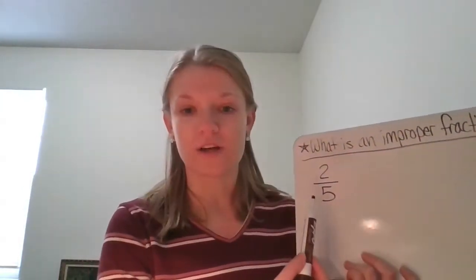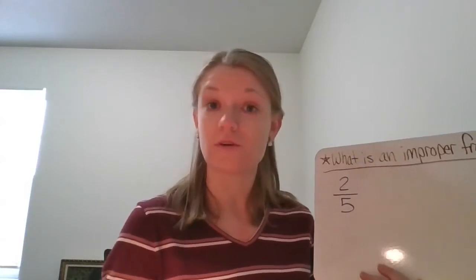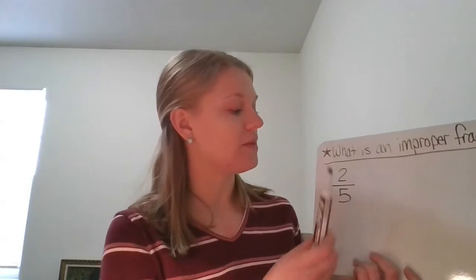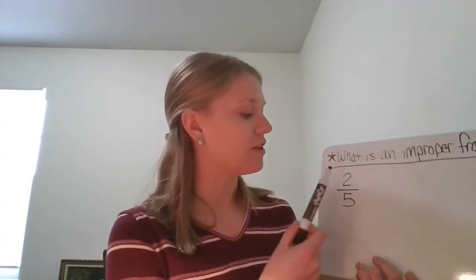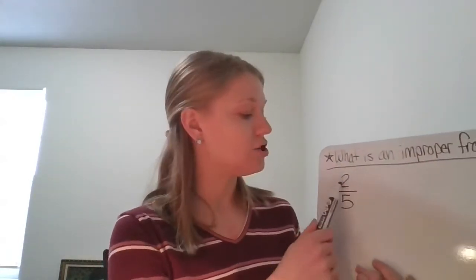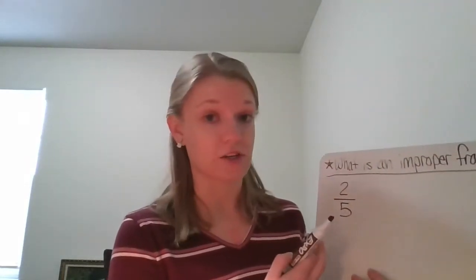Let's look at a normal fraction to begin with. So our normal fraction that we have is 2 over 5, or 2/5. And so if I look at that, something that I notice about it is that the numerator is less than the denominator, right? 2 is less than 5. So this is a normal fraction.